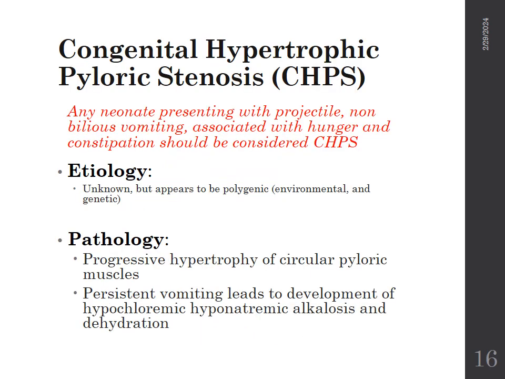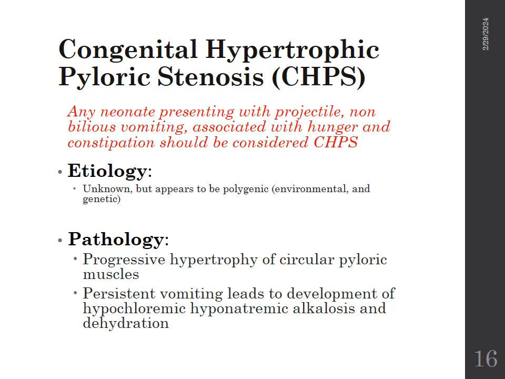Let's start with the stomach problem, congenital hypertrophic pyloric stenosis. Any neonate presenting with projectile, non-bilious vomiting associated with hunger and constipation should be considered as congenital hypertrophic pyloric stenosis. So we must take care of the word projectile, and the associated hunger. Actually, when you see a baby with congenital hypertrophic pyloric stenosis, you feel it in his eyes that he's very hungry, very irritable and alert.